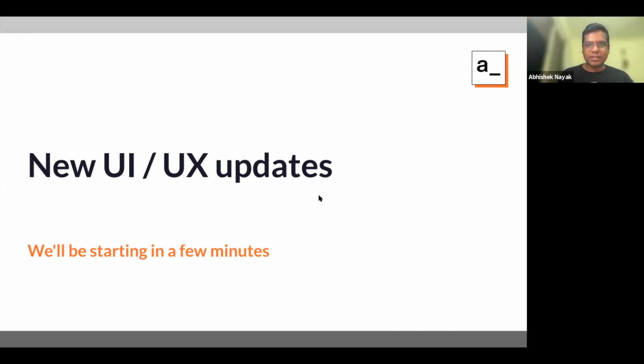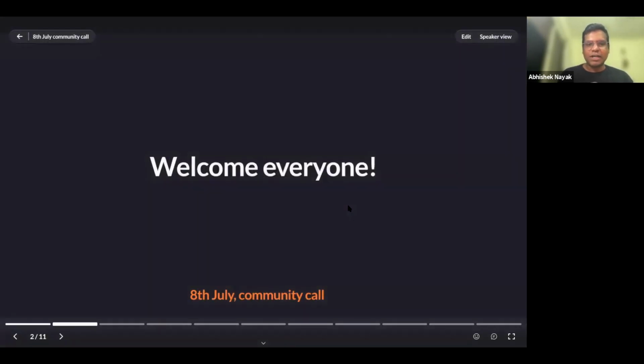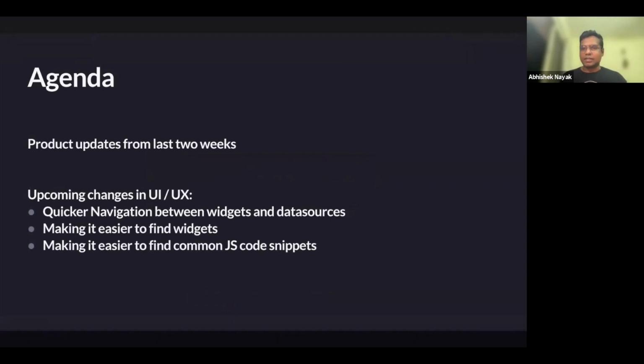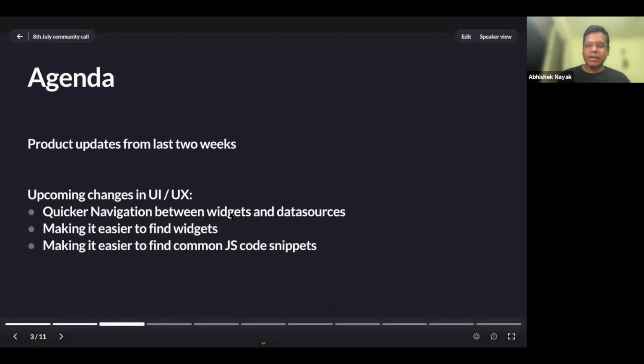First things first, let's go over the agenda. We're going to do product updates from the last 2 weeks. Then we're going to cover 3 different UI UX updates. The first one is around navigation between widgets and data sources. The second one is making it easier to find widgets. And the third one is making it easier to find common JS code snippets while you're writing JS.